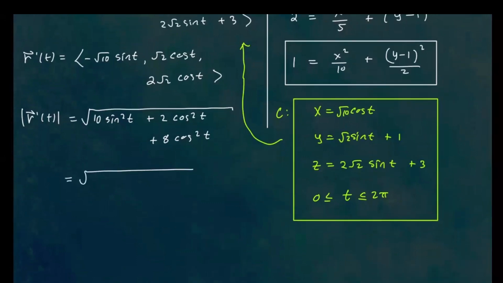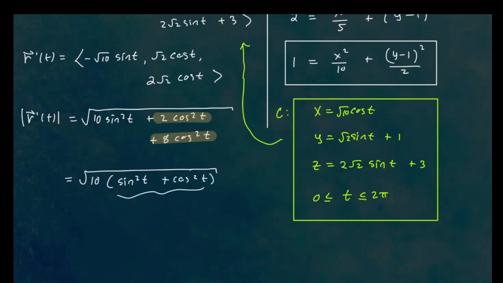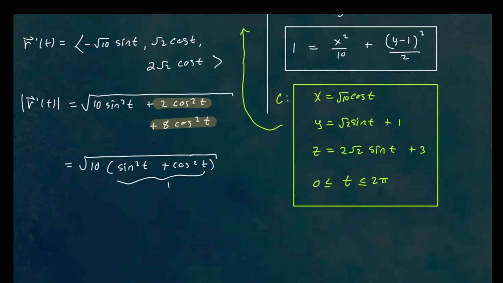So this will give you 10 cosine square of t plus 10 sine square of t. Using the Pythagorean identity, we have 10 times sine square of t plus cosine square of t. All right, and we know this is our famous identity 1, which means the magnitude of r prime is simply square root of 10. All right, so we got that. Now we're ready to set up our line integral.